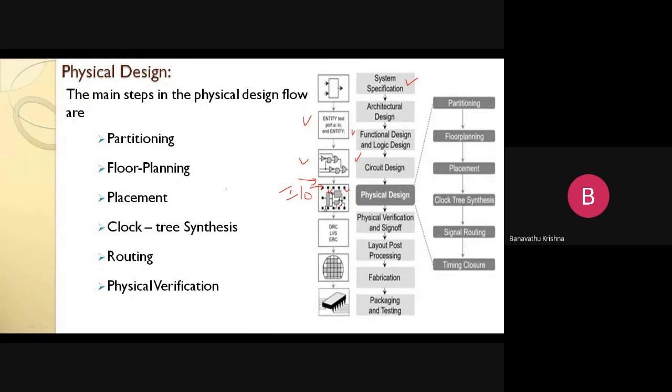So here, those are nothing but partitioning, floor planning, placement, clock tree synthesis, routing, and then physical verification. Why am I going to be partitioning here? Because to arrange things in a proper way in our layout designing, we are going to be partitioning. I will show in the next slide how it is going to be partitioned and placed in a layout diagram in a proper way.